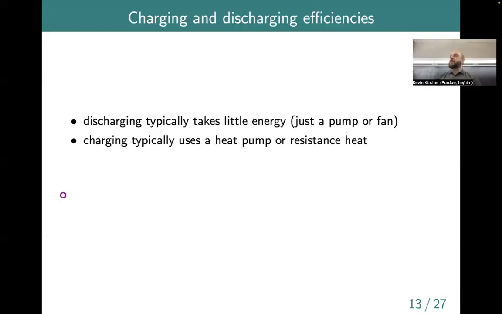Okay, so how do we charge or discharge thermal energy storage, and what are the efficiencies or coefficients of performance related to that? Well, discharging typically doesn't take very much energy. It's typically just running a pump to circulate a working fluid, sometimes a fan to blow air over some hot bricks. And for charging, typically we would use either a refrigeration cycle or a heat pump cycle. Or if we want really high temperatures, maybe too high to realistically get with a heat pump cycle, we might use electric resistance. And so we already basically have gone through how to find COPs for things like that.